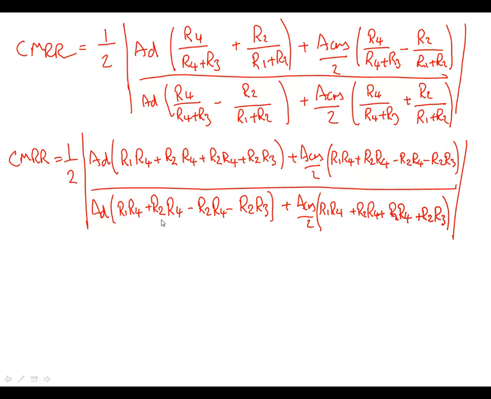Now, as you can see in here, we're going to have things that are going to cancel. R2 R4 will cancel. On the numerator here we've got R2 R4 twice, so that's going to double. We're going to get a 2 factor. And in here those will cancel. So again, we're going to have cancellations and simplifications to do. So let's keep going with our common mode rejection ratio.